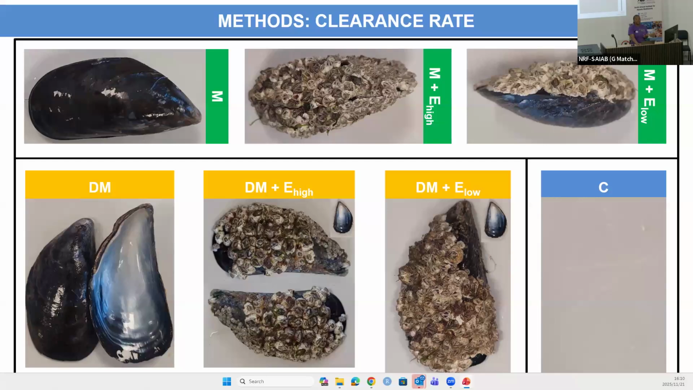And these are different treatments that I had. If you're looking at the top ones in green, those are all live mussels with different percentage cover of epibionts, and the epibiont that I chose specifically for this study was barnacles, because they're also filter feeding species. Then if you're looking at orange, those are all dead mussels. It's just a replica of the ones in green, except the ones in orange are dead. And then I also had my controls.